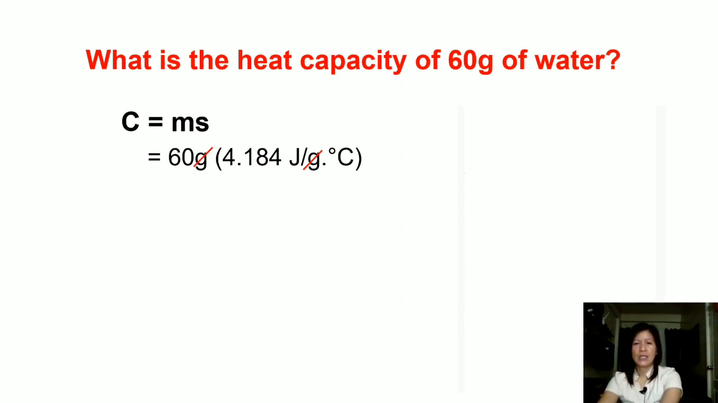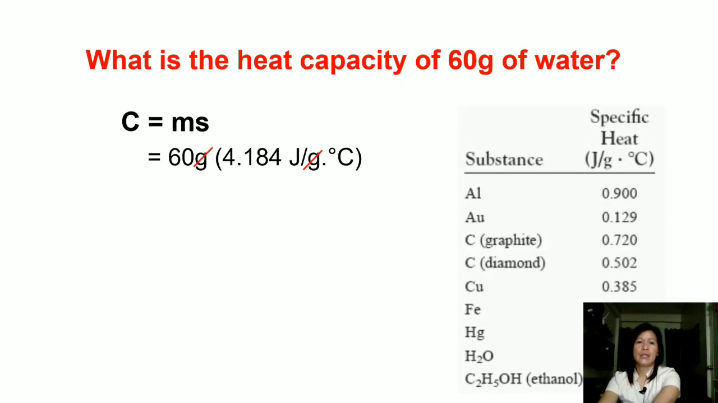So in this case, you are given 60 grams as the amount of water. Water is the substance involved. What is the S or specific heat of water? That is from the table, 4.184 joule per gram degrees Celsius. Canceling the similar units between numerator and denominator, you will have joule per degree Celsius left as the unit. So we took the specific heat of water from the table that I had flashed earlier. Multiplying 60 by 4.184 joule, you will get 251.05 joule.